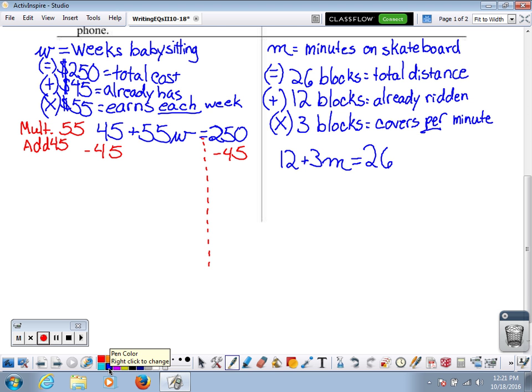Okay? And if we subtract 45 from both sides, 45 minus 45 is 0 plus 55W equals 205. Okay? Now what? What's 0 plus 55W? 55W. So what are we going to do here?